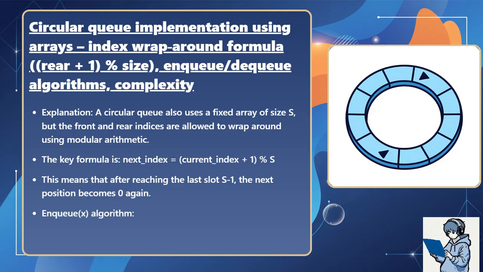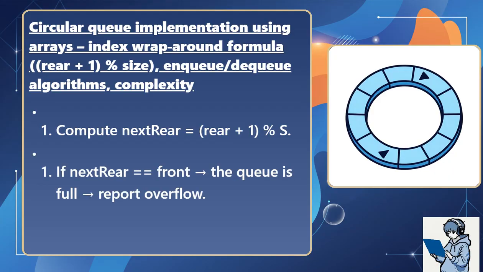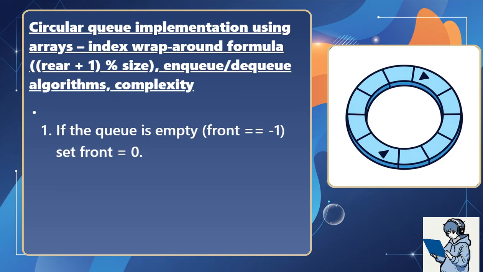In the enqueue of x algorithm, Step 1: compute next rear = (rear + 1) modulo S. Step 2: if next rear equals front, then the queue is full, so report overflow. Step 3: if the queue is empty, front equals -1, set front to 0. Step 4: store x at array[next rear] and set rear = next rear.